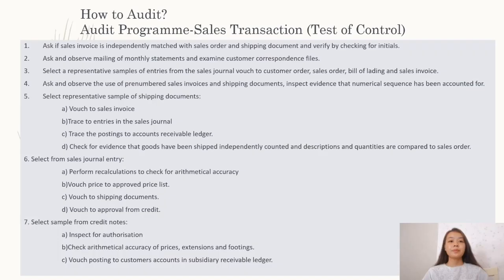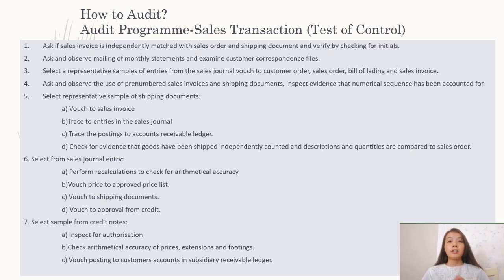Okay. How to audit? Audit programs based on sales transaction. The first way is to ask if sales invoice is independently matched with sales order and shipping document, and verify by checking for initial. The second one is to ask and observe the mailing of monthly statement and examine customer correspondence file. The third one is to select a representative sample of the entry from the sales journal, match to customer order, sales order, bill of lading, and sales invoice.